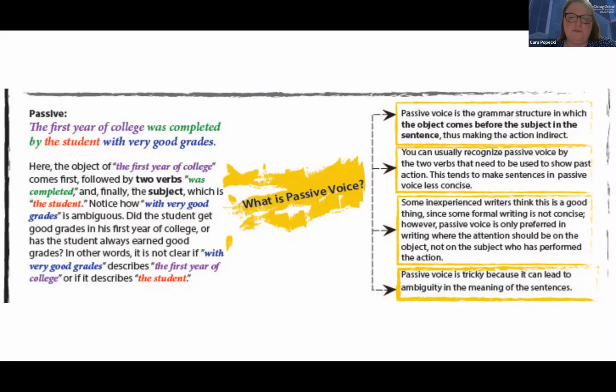We encourage active voice. Also, one thing to note, it's tricky with passive voice because it can lead to ambiguity in the meaning. So sometimes it's unclear when you use passive voice. So when you're reading your own papers back to yourself, which I encourage you to do, with each sentence, just ask yourself real quick, and it becomes a really quick habit that eventually becomes second nature. Ask yourself, does this sentence make sense? Is it clear? And if it's not, typically it's an issue with active versus passive voice.